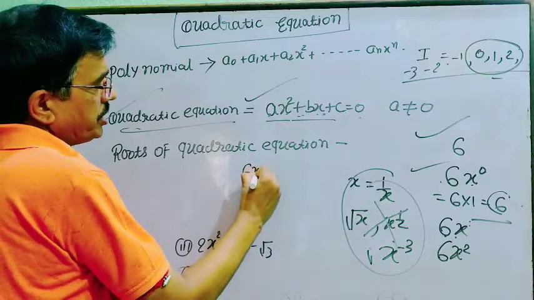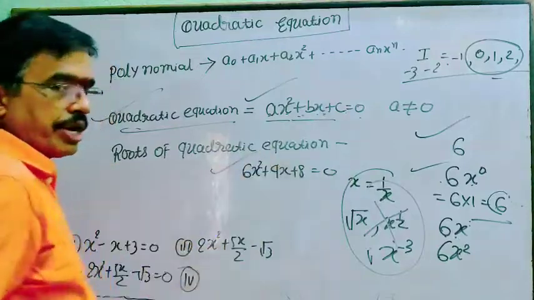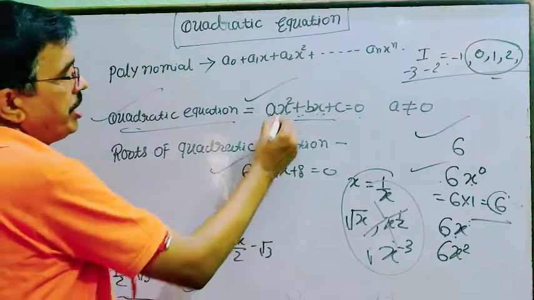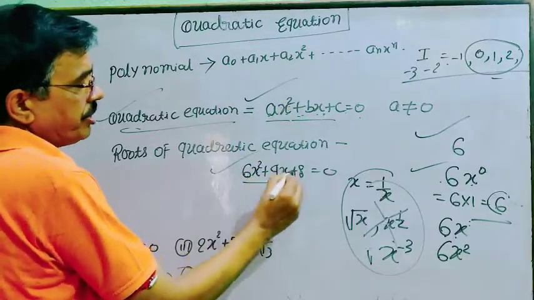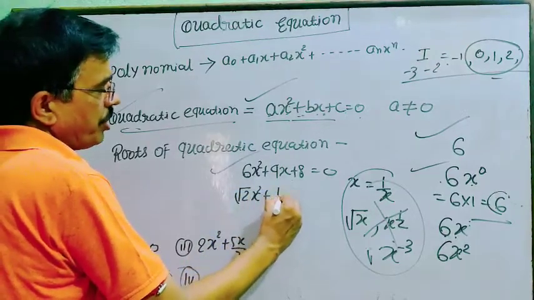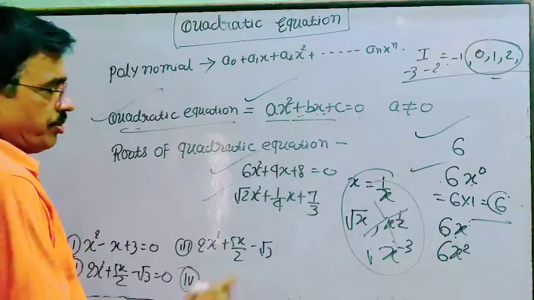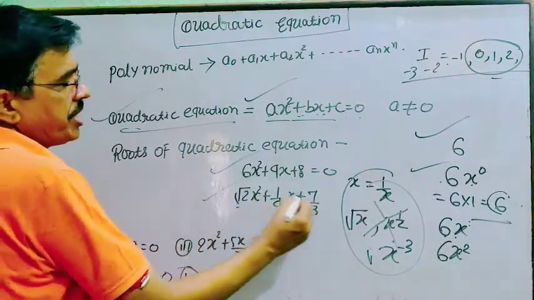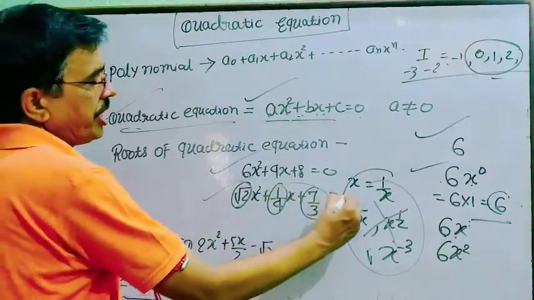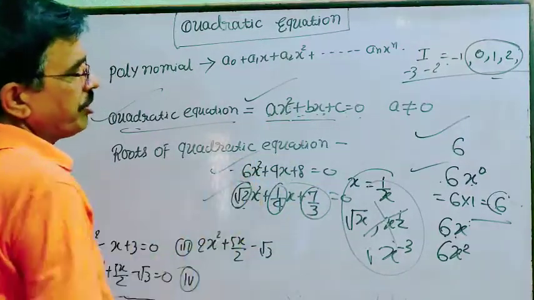So you write, for example, 6x square plus 4x plus 8 is equal to 0. It is quadratic because 6, 4, 8 are all real numbers and the degree is 2, so it is a quadratic polynomial. Someone writes root 2 x square plus 1 by 4 x plus 7 by 3. It is also quadratic because a, b, c are real numbers: root 2 is a real number, 1 by 4 is a real number, 7 by 3 is a real number. And the degree of this equation is 2, so it is a quadratic equation.